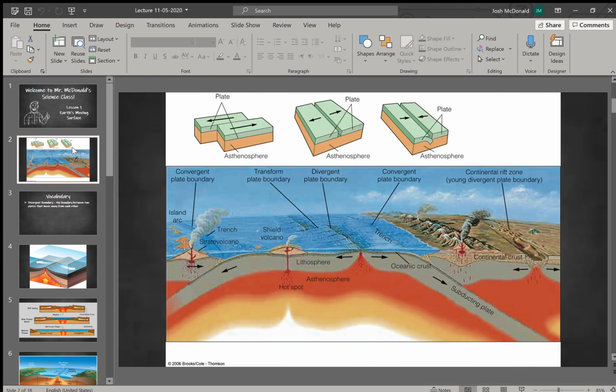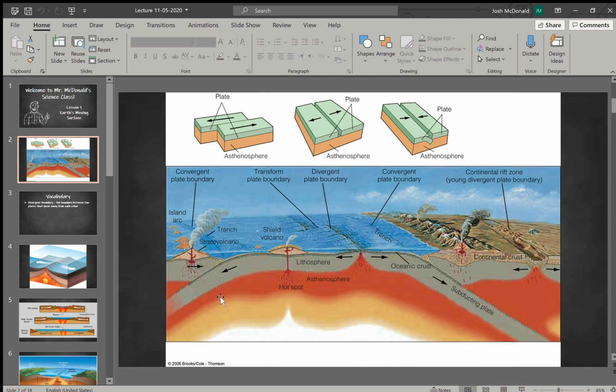So there's 3 different types of boundaries we're going to look at today, and this is an overview of the different types. As different plates meet, you've got different types of boundaries, because if they're moving, they're going to be moving in different ways with respect to the other plates.